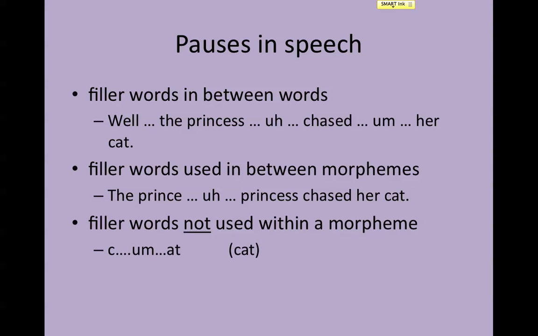Now, let's look at this example. Filler words cannot be used within one single morpheme. So cat, for example, is one free lexical morpheme, and you cannot put a filler word in between that one morpheme. So pretty much you can't split one morpheme. So I can't say "ca... um... t." No. I would have to say "um... cat." So I would have to repeat the whole word. I cannot just put a filler word in between one single morpheme and split it like that.